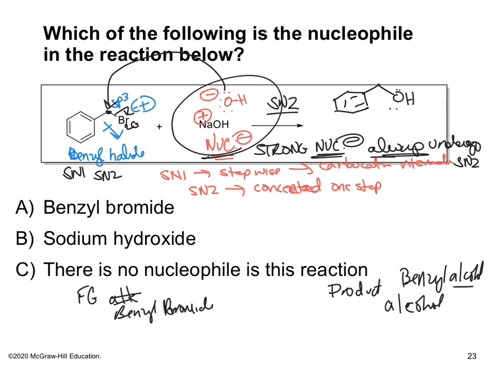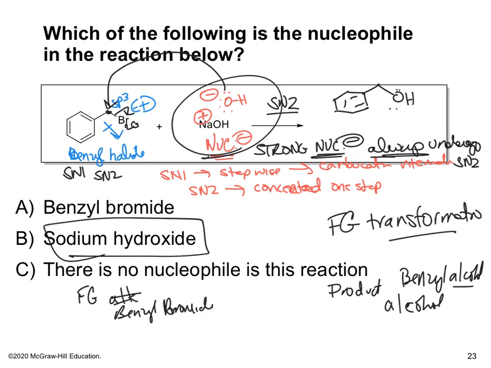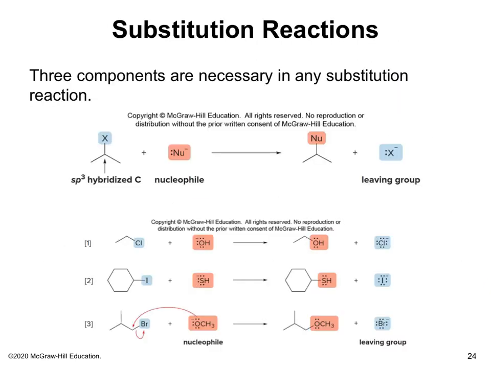So these make great functional group transformations. A transformation is when we change from one functional group to the next. So what's the nucleophile? Sodium hydroxide. Substitution reactions, you have to have three components, as we've been talking about: an sp3 hybridized carbon, which is your electrophile, a nucleophile, and a leaving group. And you need to be able to label those.